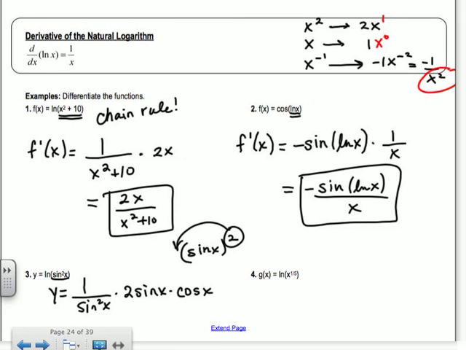So can I do the chain rule twice? Yep, chain rule twice. So you get 2 sine of x, which cancels with one of the sine of x's. So you get 2 cosine x over sine of x. So cotangent, right? So that's y prime, by the way. So y prime equals 2 cotangent of x.